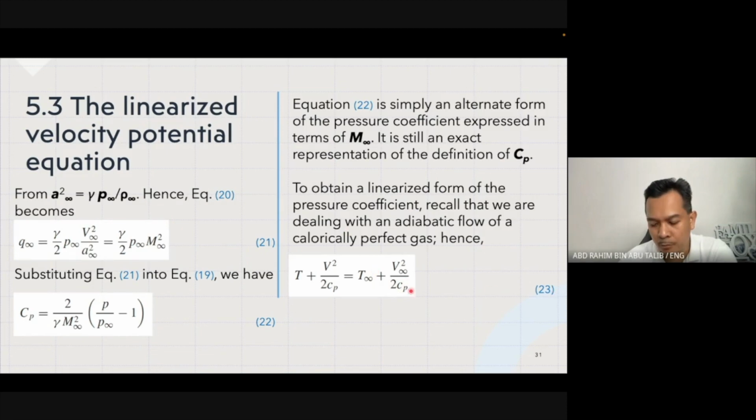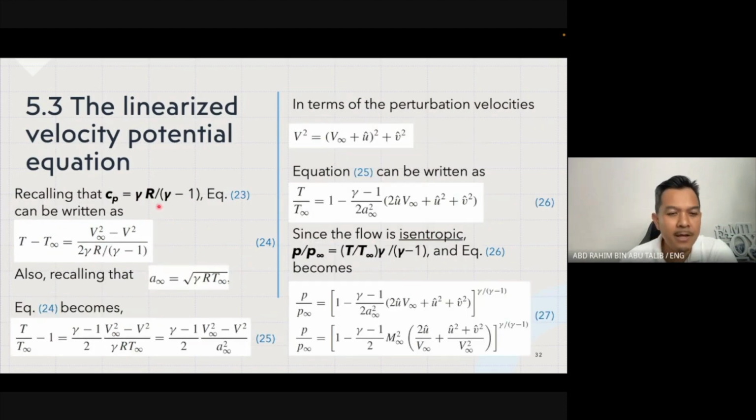The Cp component we replace by gamma R over gamma minus 1, and you will get the expression of equation 24. We also know that the speed of sound at the free stream is equal to the square root of gamma R T infinity, so equation 24 can now be rewritten as equation number 25.